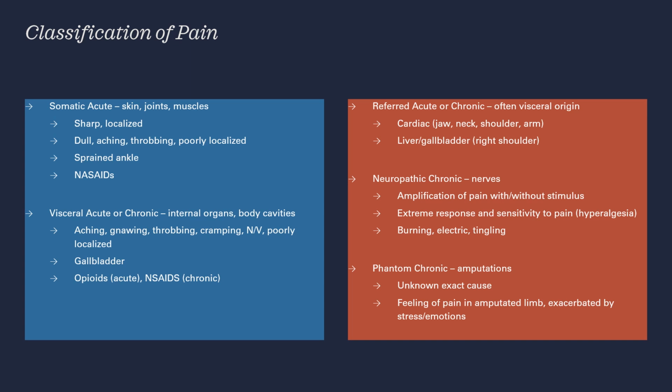Visceral pain is an SNS issue and can involve nausea, vomiting, hypotension, and shock. Opioids are the treatment of choice to manage acute visceral pain. Referred pain can be acute or chronic and refers from an organ to another area. For example, cardiac ischemia can lead to acute chest pain, but also refers to the left neck, jaw, shoulder, and arm. In chronic cholecystitis, the referral to the right shoulder is present.